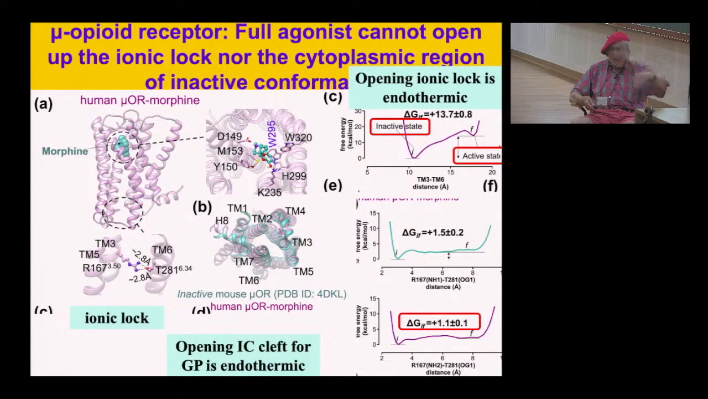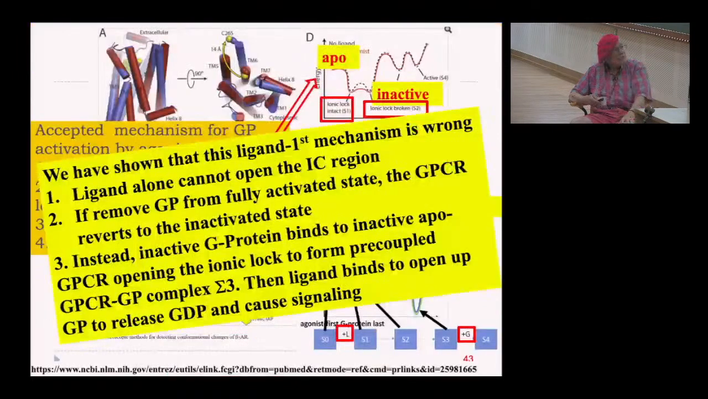Without the agonist, the G protein already partially activates the system to get a pre-coupled state, but the G protein is not activated yet. It's holding in place, waiting for the agonist. So that's what this says.